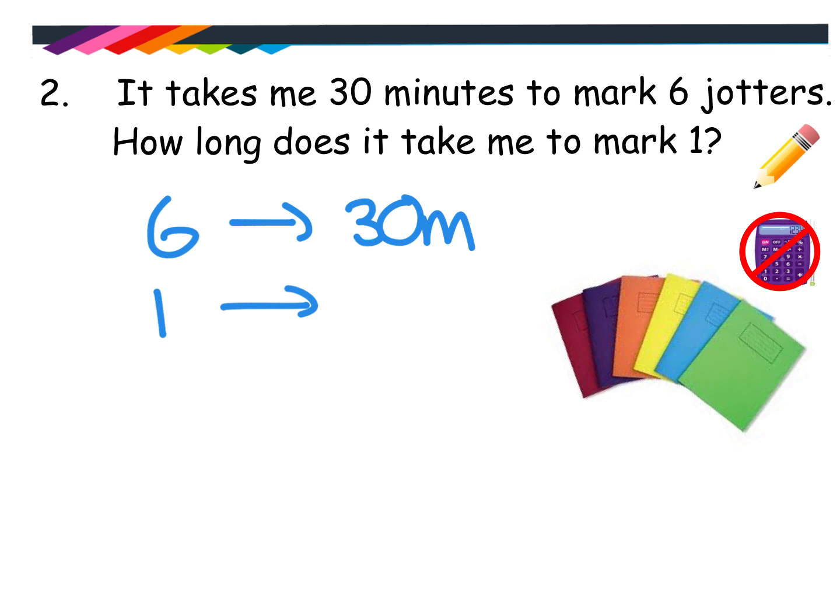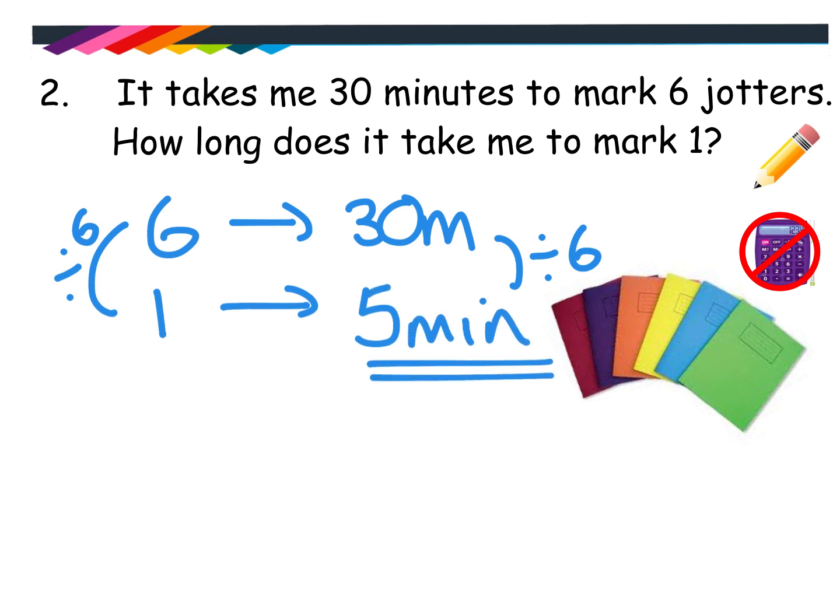So 1 jotter would take me, now I'm going from 6 to 1, so I'm dividing by 6. So I'm going to do 30 divided by 6. And 30 divided by 6, we all know, hopefully, is 5. So it will take me 5 minutes to mark a jotter. So we could say the average time is 5 minutes per jotter. If I was sitting there wanting to predict how long it's going to take me to mark the rest that's in my pile, I would multiply it by 5.